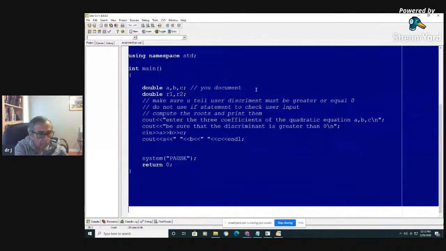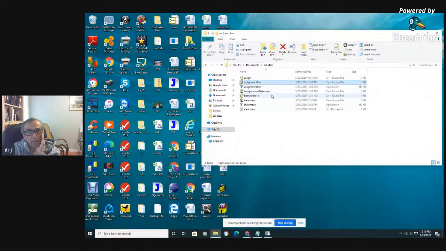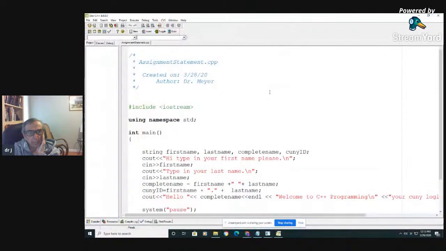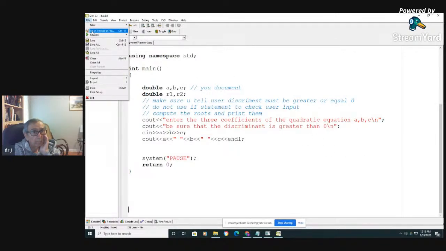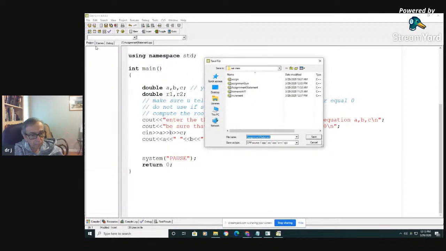Control A, Control C. Close this thing up. Open up another one. Control A, Control V. I'm going to call it something different. I will call it quad equation.